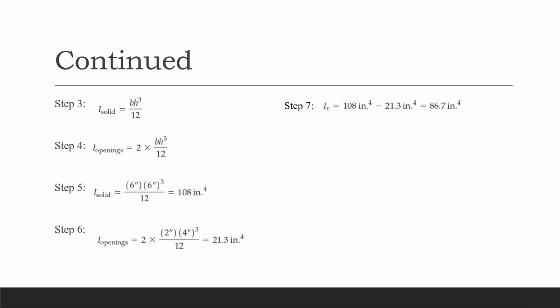For step number 3, we know that it's a square, so we're dealing with I solid equals bh cubed over 12. For the opening, it's 2 times that, because you're basically doing two of them. Then step 5, you're doing that. Step 6 is the opening, so 2 times 2 inches over 4 cubed over 12 equals 21.3 inches to the fourth. Then step 7, you combine all of it and subtract. Then you basically get 86.7 inches to the fourth.